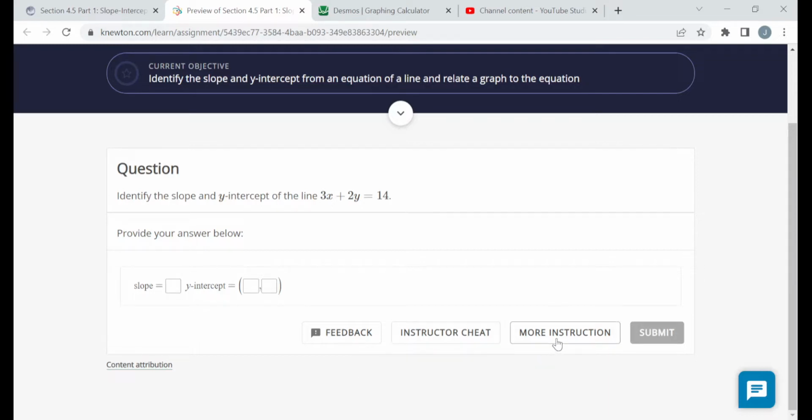But you will have a more instruction button. So if you're struggling with a topic or a question, click on this. You'll be taken to a page with some reading or some videos to study, and then you'll be given questions related to that instruction, and completing those questions will help you progress through the assignment.